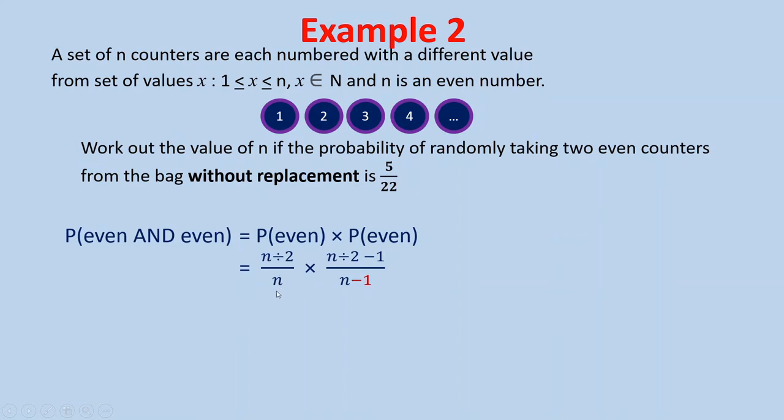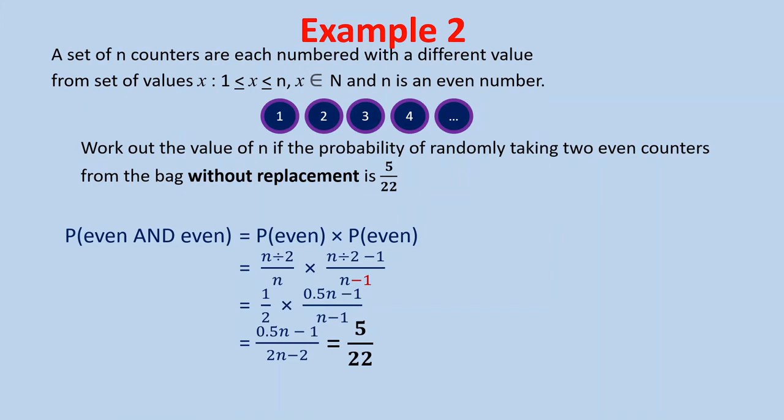Now, simplifying these fractions, as I said before, the probability that the first counter was even is a half. And to make this simpler, n divided by 2 would be half of n, or 0.5n. If we multiply these two fractions together, we multiply our numerators together, so 1 times 0.5n minus 1, and we multiply the denominators together, so 2 times n minus 1. The top has not changed because multiplying by 1 won't change its value. However, the bottom, both terms have been multiplied by 2, so 2n minus 2. And now supposedly, this is equal to 5/22.